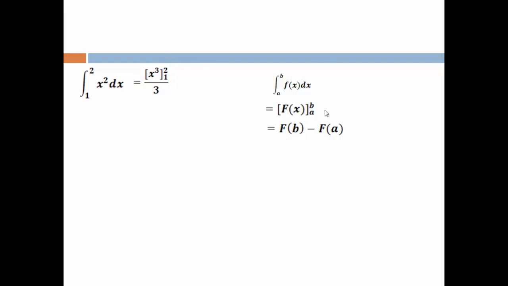Then we apply the upper limit and lower limit to the function. So here upper limit 2 and lower limit 1 will be applied to x cube as the function of x. So that will be 1 by 3 as it is, 2 cube minus 1 cube. That will be 1 by 3, 2 cube is 8 minus 1. So integration of x square dx from 1 to 2 will be equal to 7 upon 3.